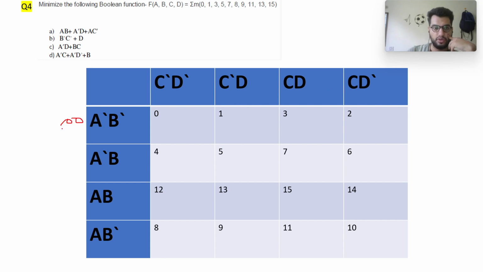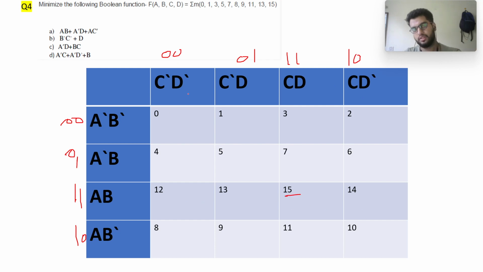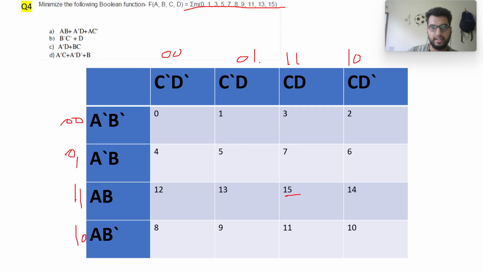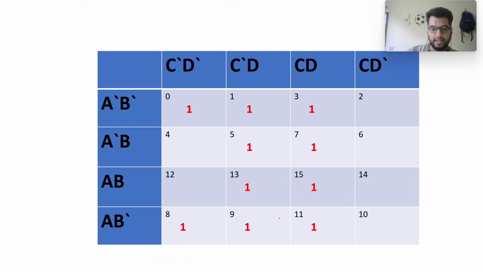So this is 0 0, 0 1, 1 1, 1 0, and this is again 0 0, 0 1, 1 1, 1 0. Corresponding to this, we have minterm 0, here 1, here 3, here 2, and so on up to 15. Now mark those minterms which are given here, for which the function is 1. So the function is 1 for 0, 1, 3, 5, 7, 8, 9, 11, 13, and 15. So I have written all the ones.